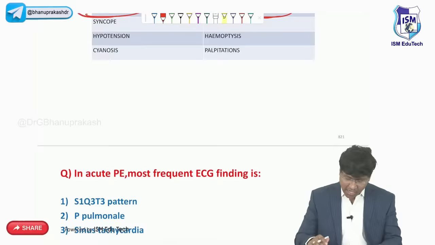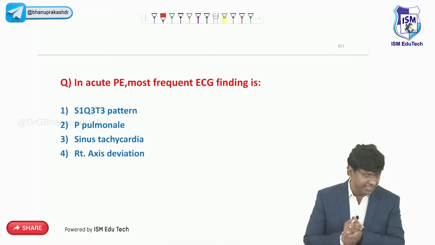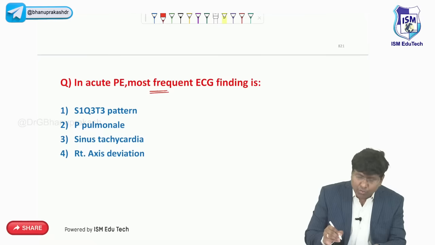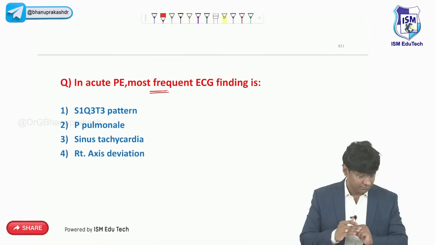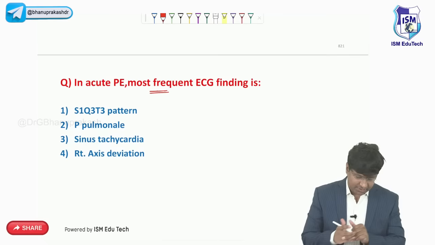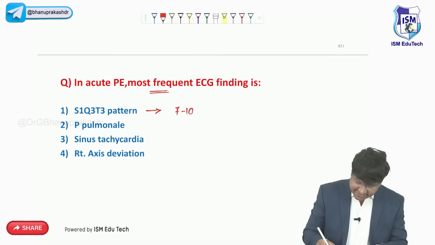Now, how will you diagnose? So, you take the ECG in patients with pulmonary embolism. What do you think is the most frequent ECG finding in pulmonary embolism? Any one of you? Most common ECG finding. No. It is not the S1Q3T3 pattern. S1Q3T3 pattern is present only in 7 to 10% of patients with pulmonary embolism. Very good.